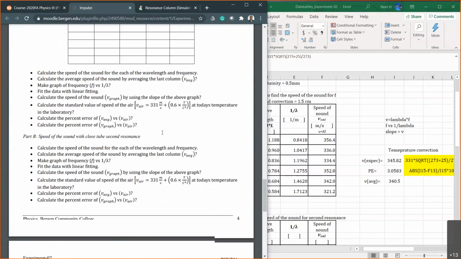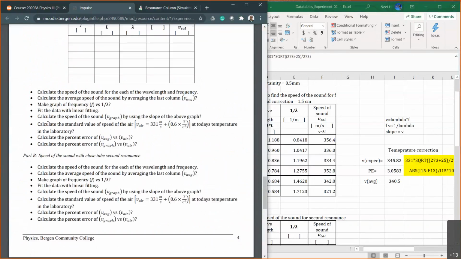Go into the table right here. On the table, you see it asking a couple of different questions. It's asking to calculate the average and then do the graph, find the V from the graph. Then it's asking you to do the temperature correction. We just did that, okay?